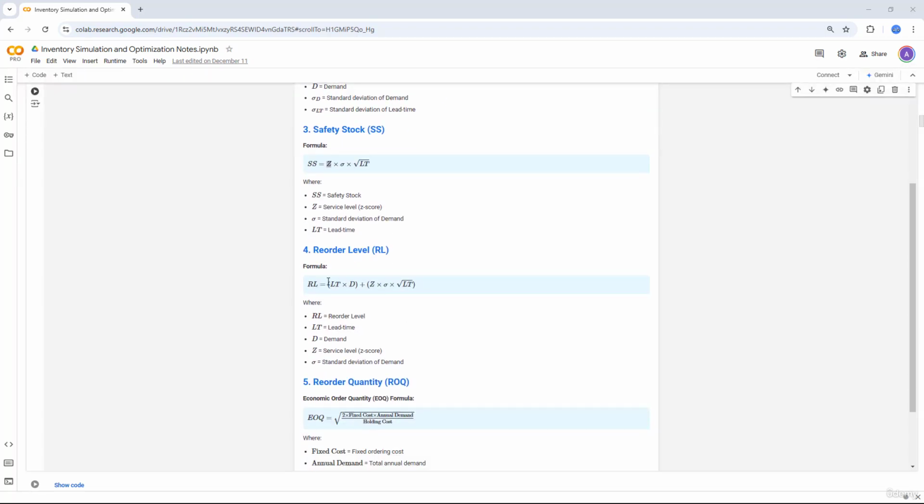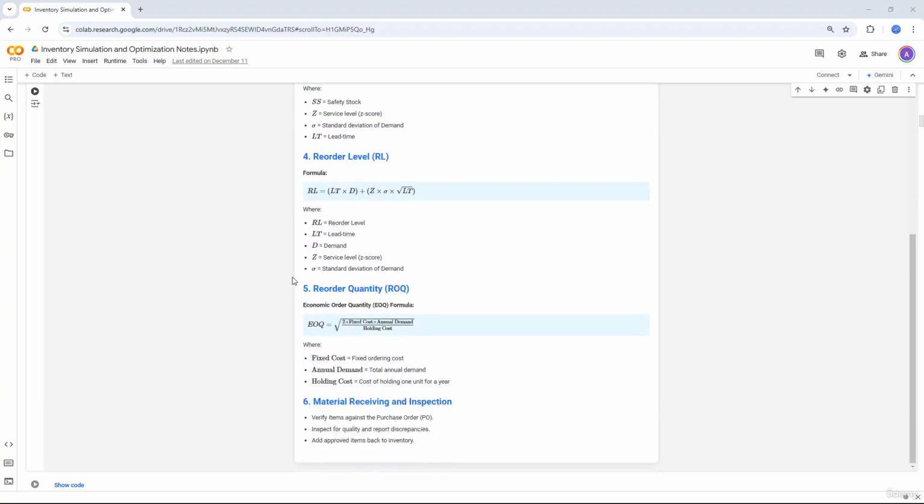The reorder level is the product of lead time mean and the demand mean, plus the safety stock, which we have found in point number 3. And your reorder quantity is given by the square root of 2 times your fixed cost of ordering times annual demand divided by the holding cost.